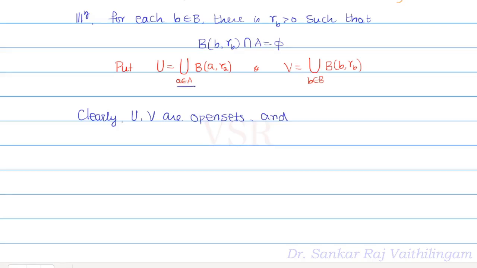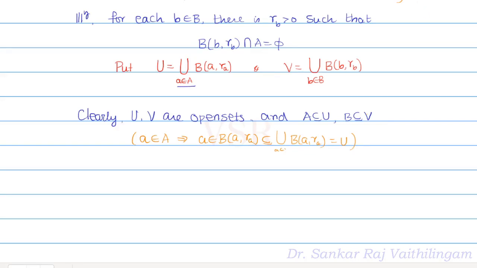Also, A is a subset of U, and B is a subset of V. Both are obvious. Suppose you take an element a of capital A; this implies that a belongs to the ball with center a and radius r_a, which is a subset of the union of all balls with center a, radius r_a, where a belongs to A. So this is equal to U. Similarly, B is a subset of V.